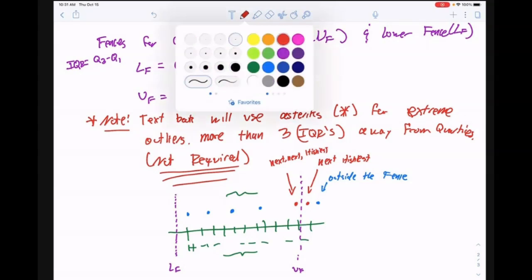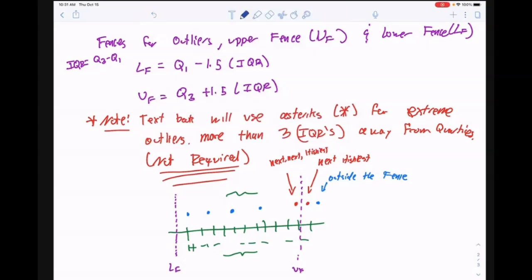Once you've found all of them and there's no longer an outlier, then we draw in the middle lines and the box. Boom, I draw my box plot.